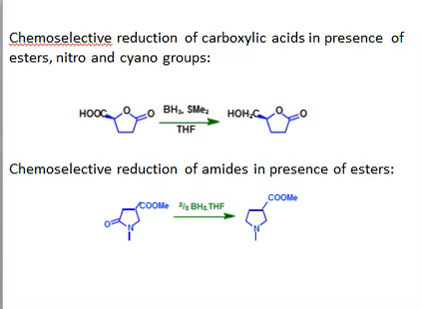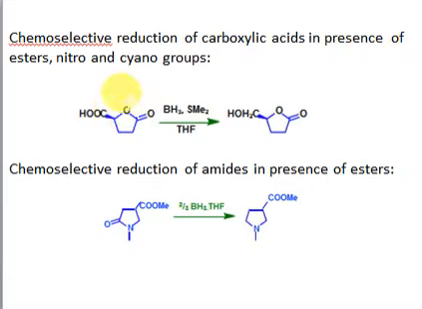Again, now we have the chemoselective reduction of carboxylic acid, right? So in presence of an ester, or in presence of a nitro group, or in presence of a cyano group, right? So if you have an ester, nitro group or cyano group in presence of carboxylic acid, and if you want to preferentially reduce only carboxylic acid, then what we use is BH3 in presence of dimethyl sulfide, solvent is THF, right? So under these conditions, this is a cyclic ester.